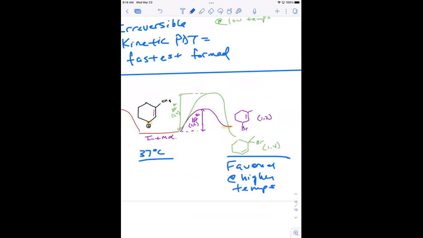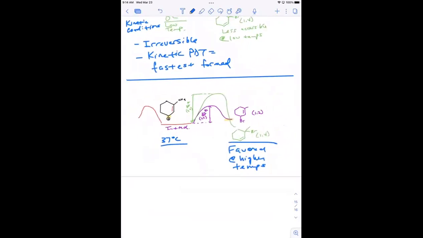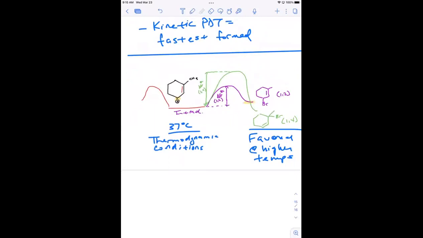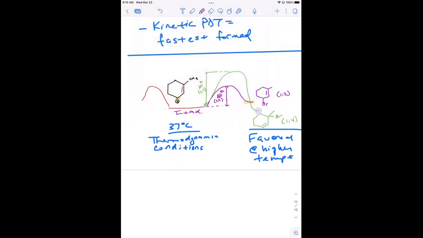All right, there's a reason for that. So unlike the kinetic conditions, at higher temperatures, we say that we're working under thermodynamic conditions. And you'll notice right here that it is the more stable product that is favored, right?